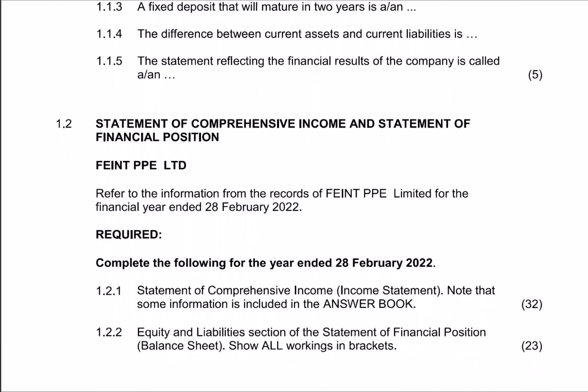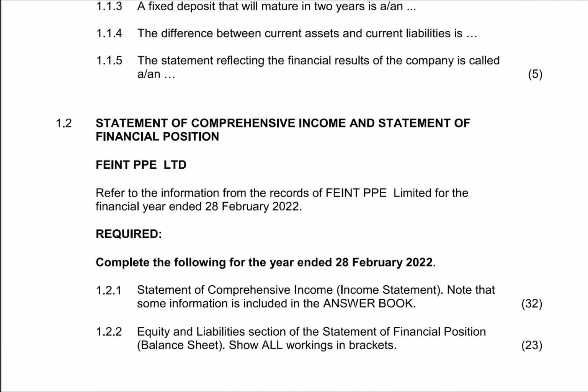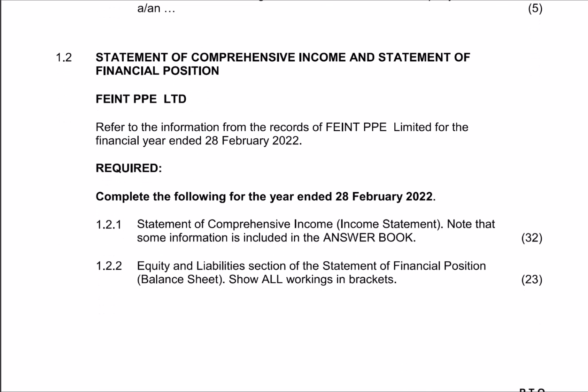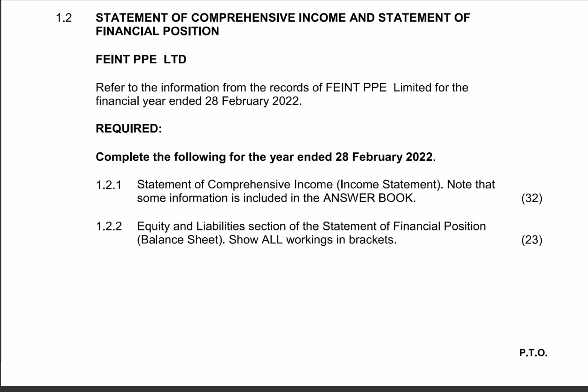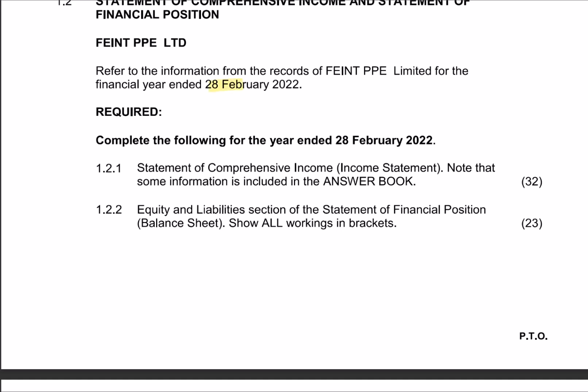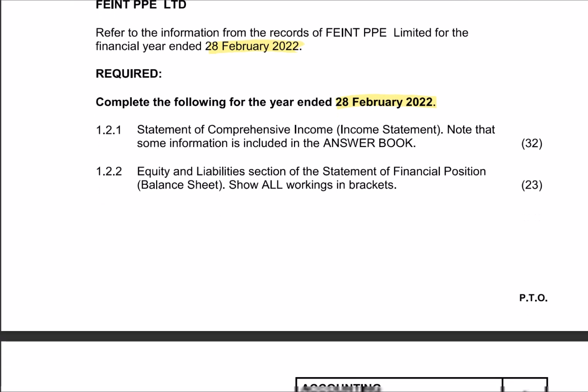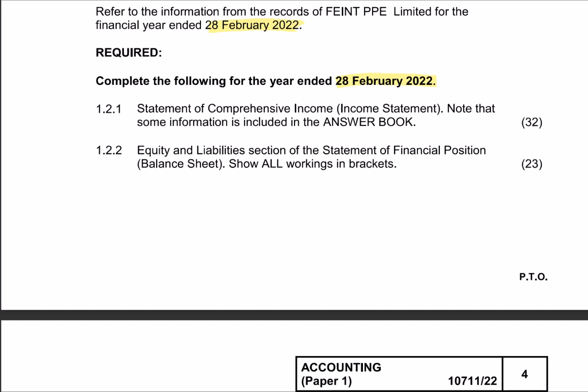Then the statement of comprehensive income and statement of financial position refer to information from the records of Feint PPE Limited for the financial year ended 28 February 2022. So the year is ending 28 February 2022. Complete the following for the year ended 28 February 2022: the statement of comprehensive income, then the equity and liability section of the statement of financial position. So you're only doing half of the statement of financial position, the equity and liabilities at the bottom half.